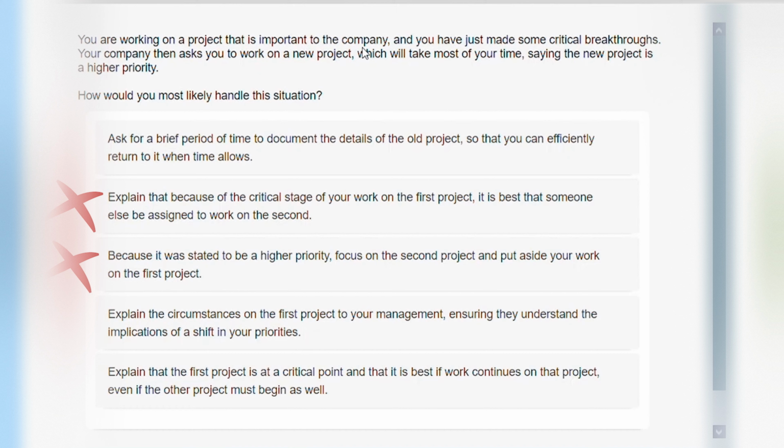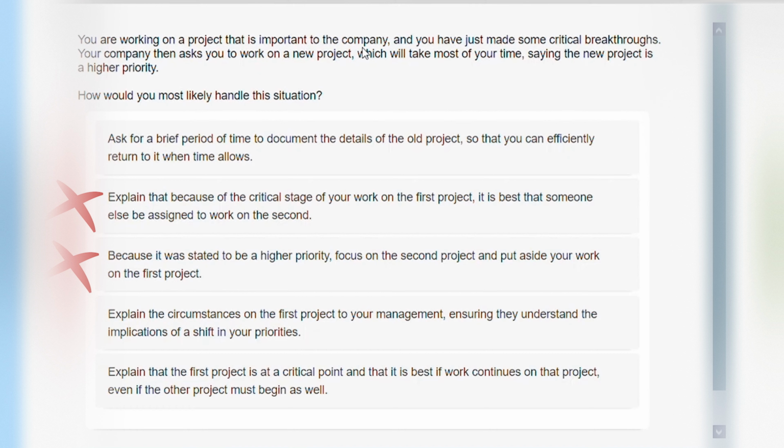Now, given the company has already set the priority for you and they've decided that you need to work on the second project, I think it is important for you to just go ahead and explain the circumstances on the first project to your management, ensuring they understand the implication of a shift in your priorities. So I would be torn between the last 2 options where you are stepping up, explaining the circumstance to the management and letting management be aware of the situation where there's project 1 going on where breakthroughs have been made, but project 2, which you understand is also a priority.